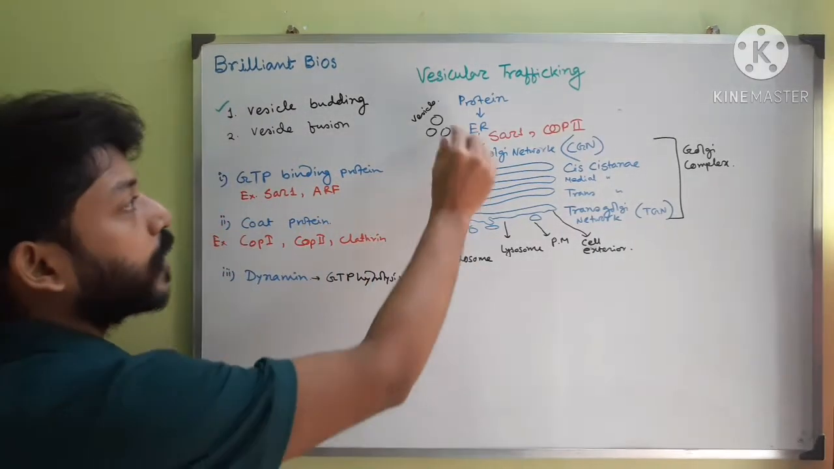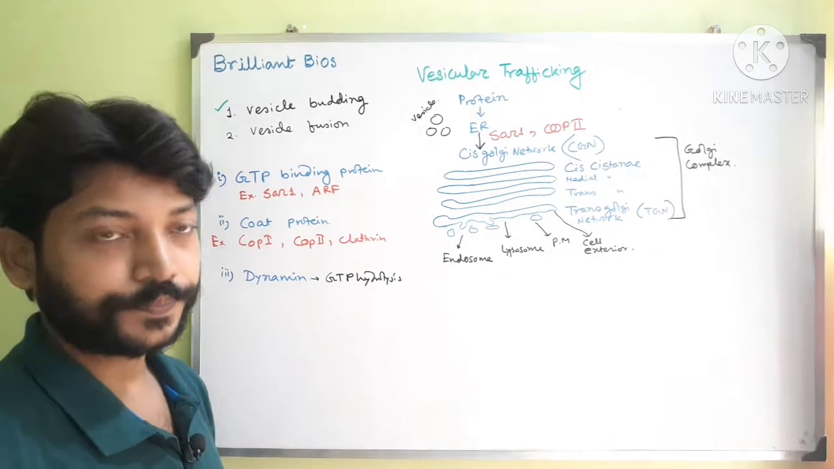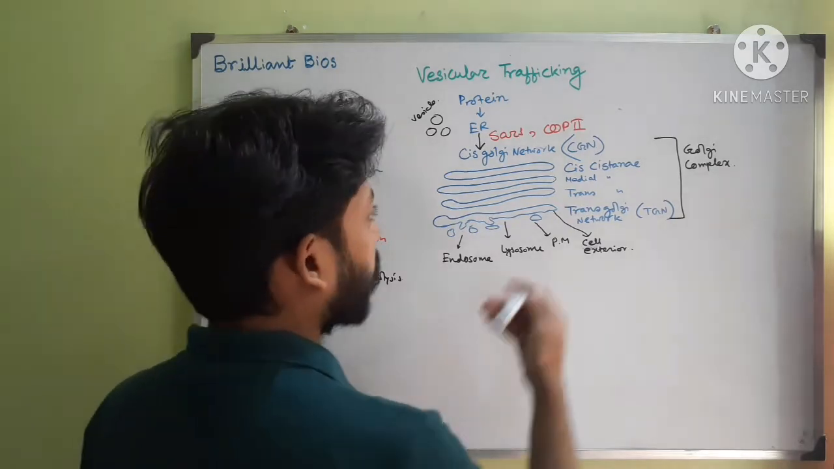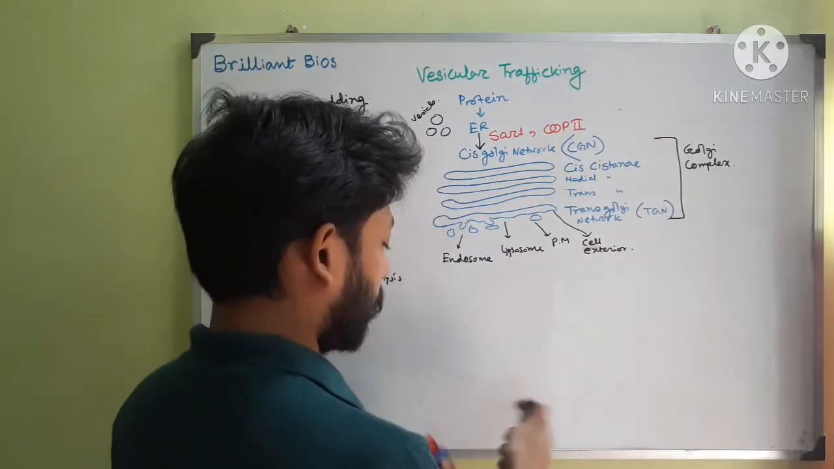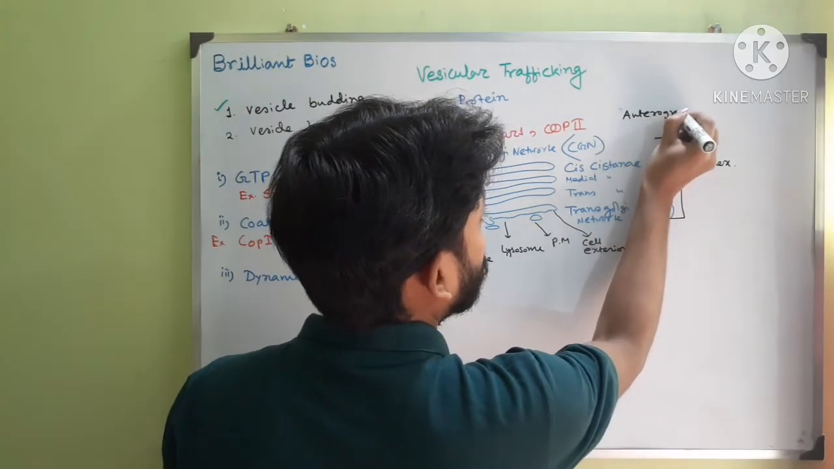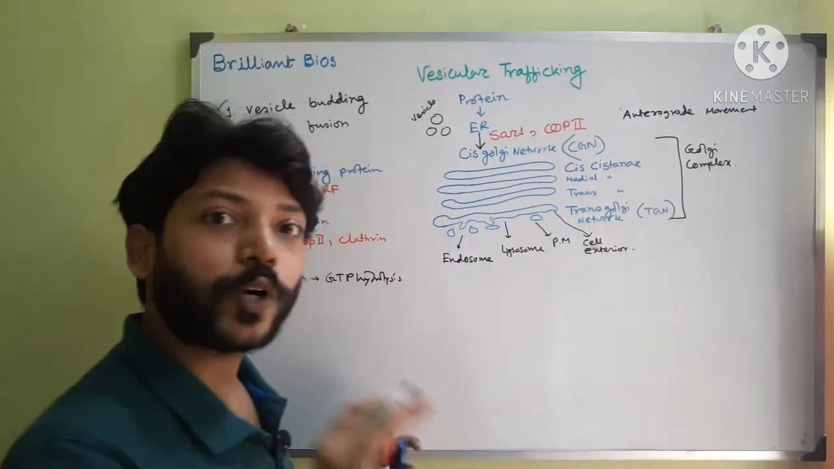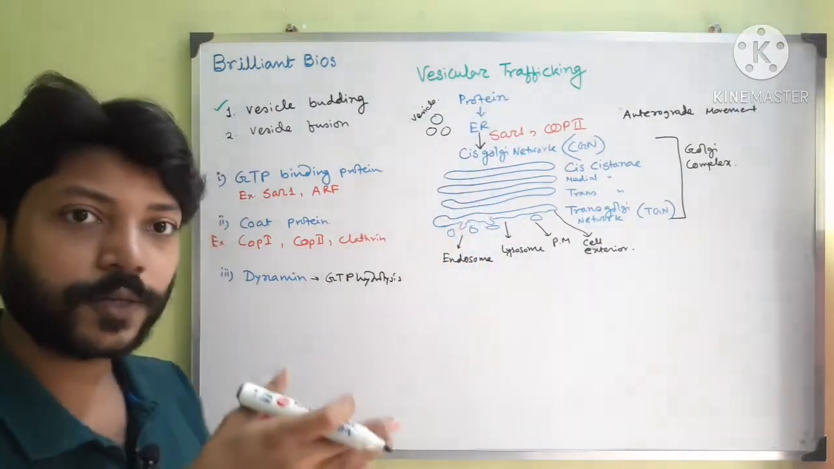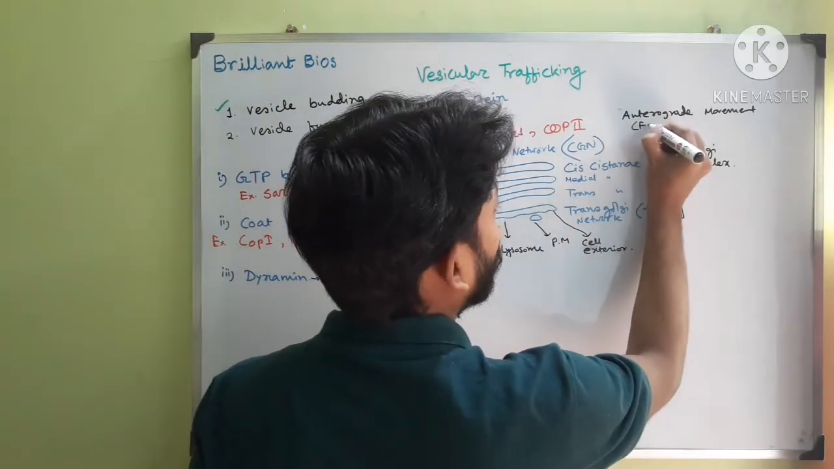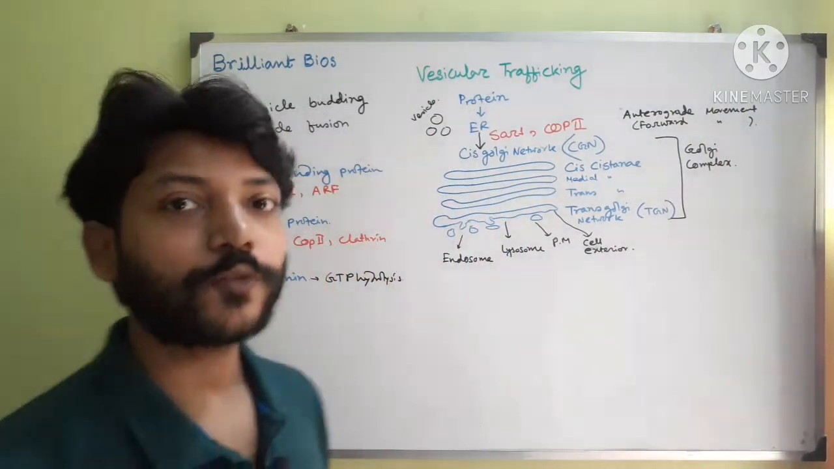So during this budding process, SAR1 and COP2 help in the budding. Now, this type of movement from the ER to the Golgi is called anterograde movement, or very easily you can say forward movement, because the protein is moving forward from the ER to the Golgi. So in short, anterograde or forward movement.